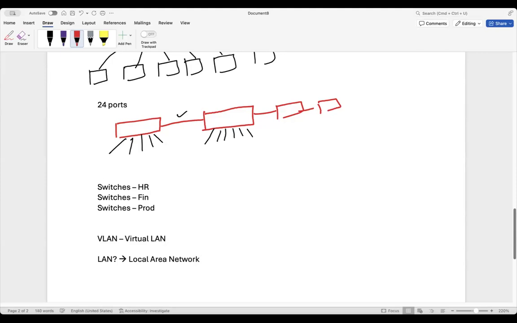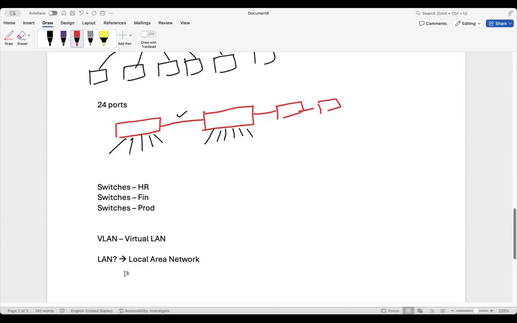When I say local area network, it means connecting a set of devices within a specific area; you cannot go beyond that area. Assume that you have a campus, and you connect all the devices within that campus. I can call it a LAN. Now, when I say virtual LAN, virtually I'm creating a LAN within a LAN.